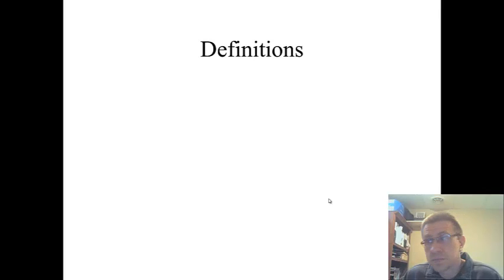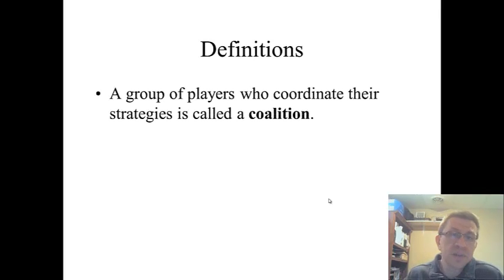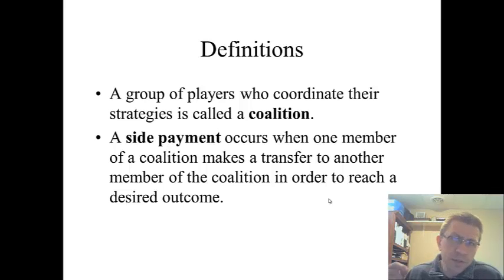Cooperative games can happen. So a couple quick definitions. If a group of players coordinate their strategies, that's called a coalition. And a side payment occurs when one member of a coalition makes a transfer to another member of the coalition in order to reach a better outcome. So you could have a case where two or more players agree on a particular course of action that they think will make them all better off, and then there are side payments involved.